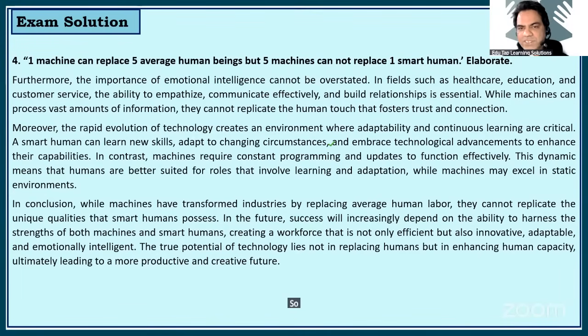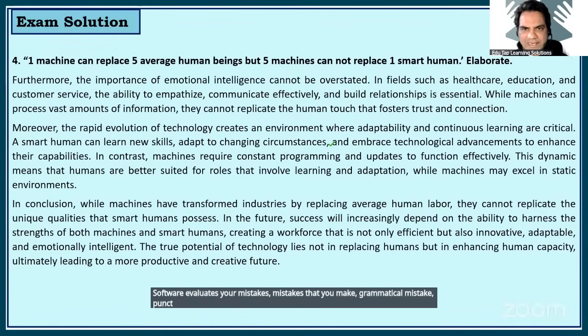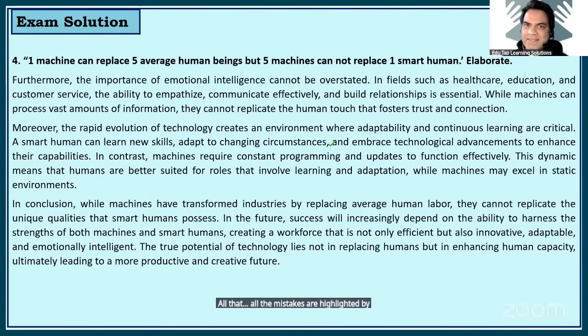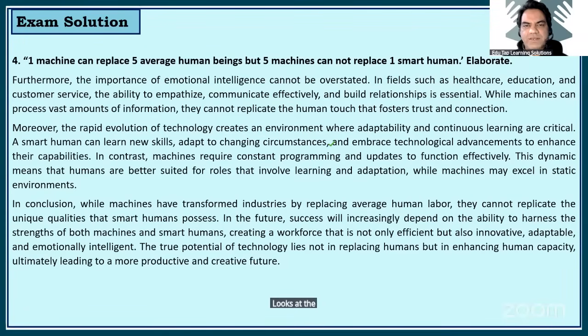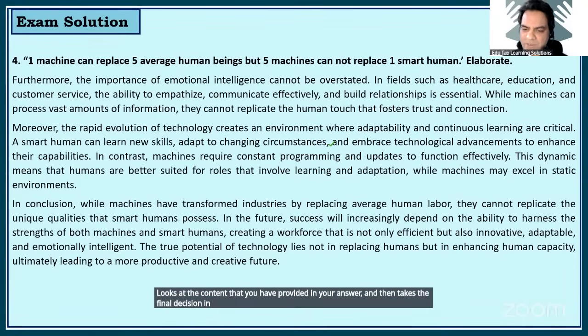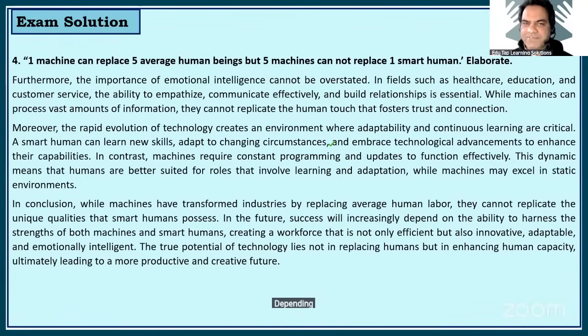So your evaluation takes place in two stages. First, software evaluates the mistakes that you make: grammatical mistakes, punctuation mistakes, spelling errors, all the mistakes are highlighted by software. And then a human being looks at your answer, looks at the mistakes that you have made, looks at the content that you have provided, and then takes the final decision on what marks should be allocated to you, depending upon different factors that we are going to discuss here.